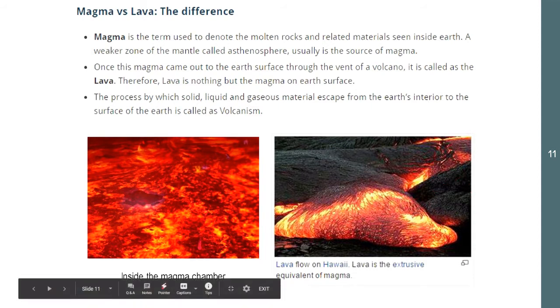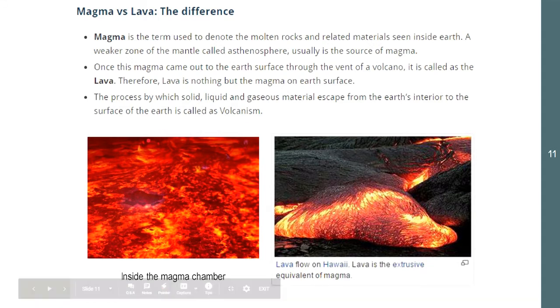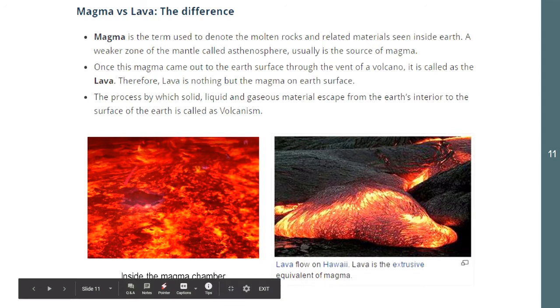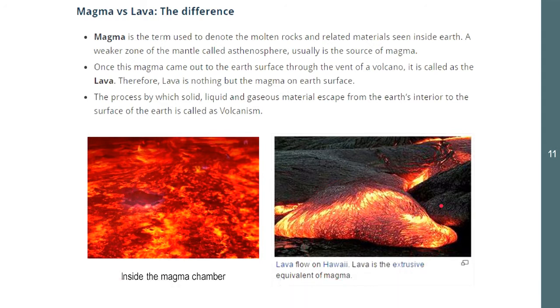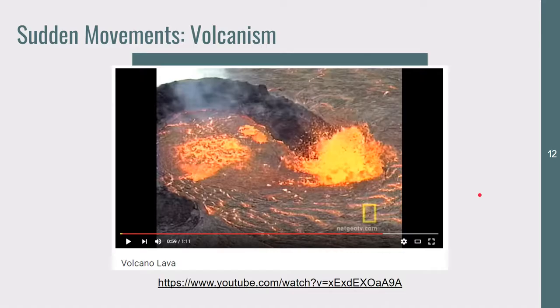So another description, another comparison: magma is an intrusive material. It's found underneath the earth. Lava is an extrusive material found on the earth's surface.